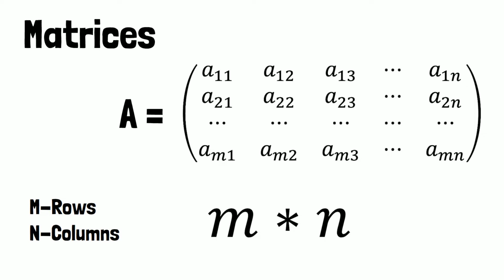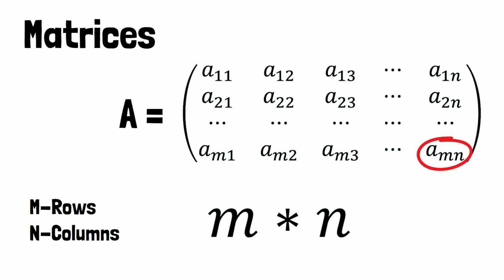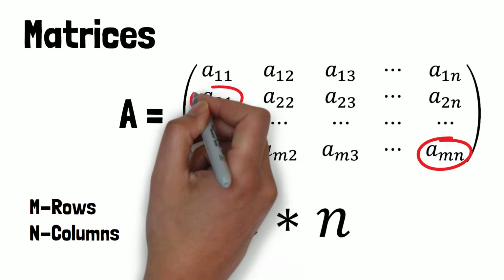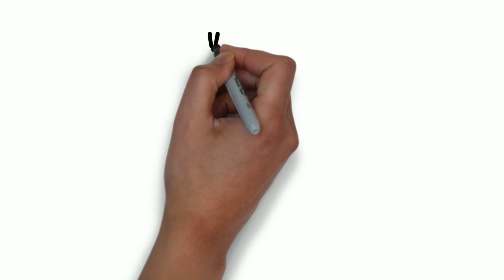Here you can see the matrix of size m times n. There are m rows and n columns, as you can see. The numbers in matrix A are called elements or entries. A_mn denotes the entry in the mth row and the nth column. For example, A21 is the entry visible in the second row of the first column.